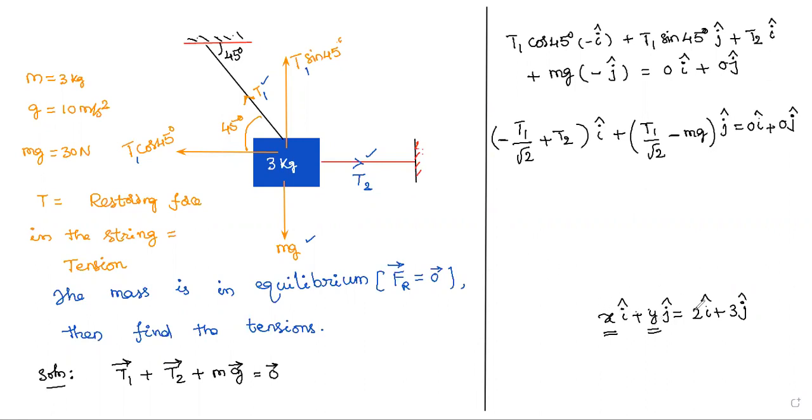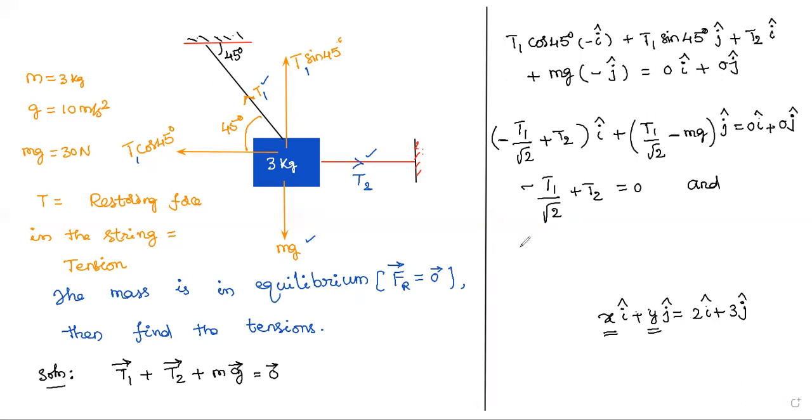Equating the i cap, x equals 2. Equating the j cap, y equals 3. In the same way here you have to say: minus T1 by root 2 plus T2 into i cap. So their i cap component is 0, so this is equal to 0.